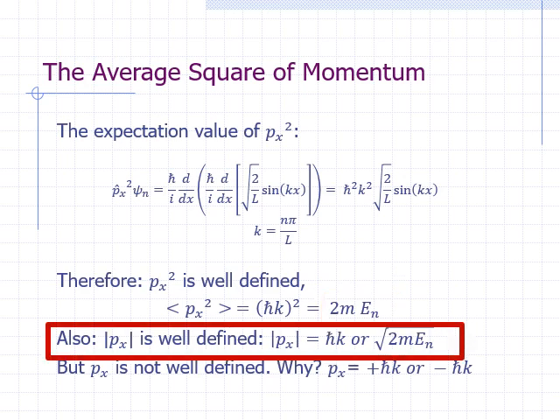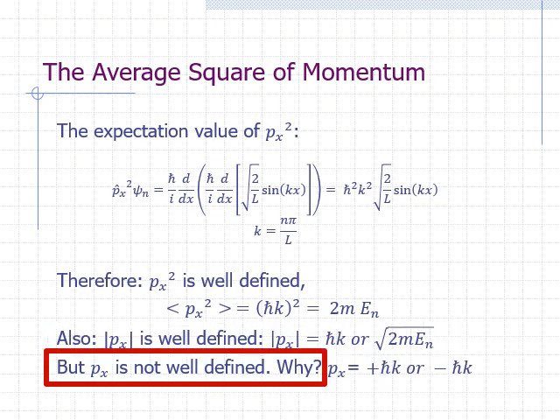If p sub x squared is well defined, it also means that the absolute value or magnitude of p sub x is well defined. It's just h bar k, or the square root of 2m times e sub n. But p sub x itself is not well defined. Why? If its absolute value is h bar k, it means that it can be h bar k or negative h bar k.